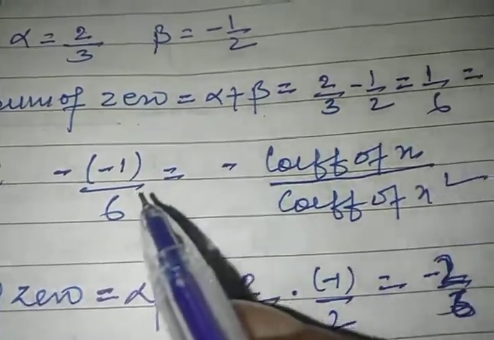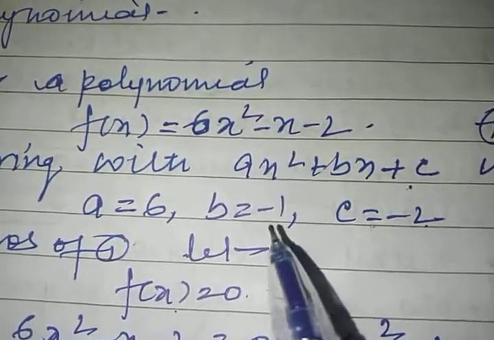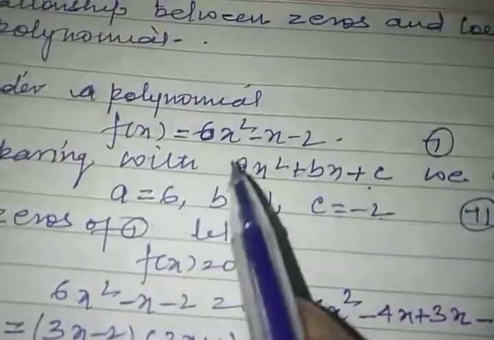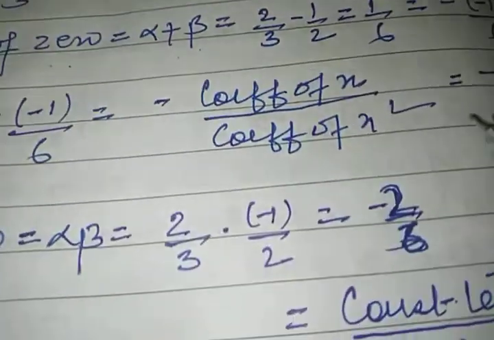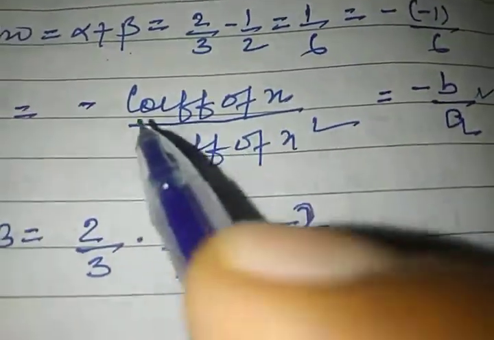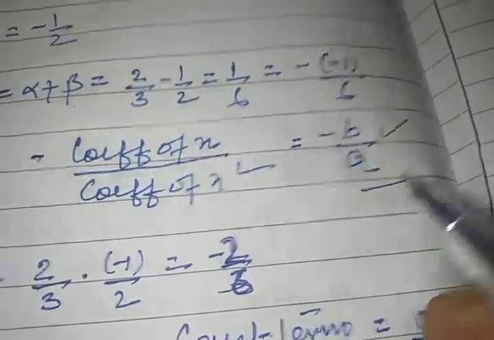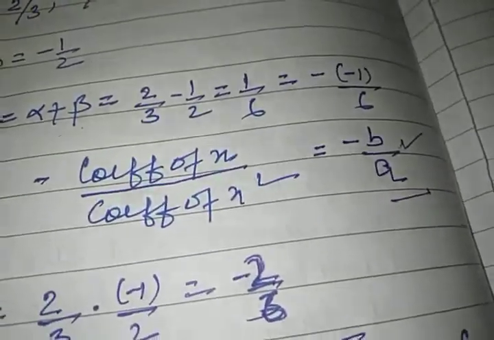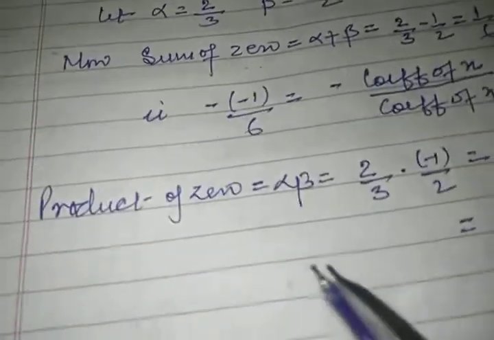So this minus is here, and what is the minus? It is the coefficient of x. In the equation, the coefficient of x was −1; it is shown by b. And 6 is the coefficient of x². So we write the coefficient of x upon the coefficient of x², and the coefficient of x is b, so this is −b/a. The sum of zeros of a polynomial of the type ax² + bx + c is equal to −b/a.